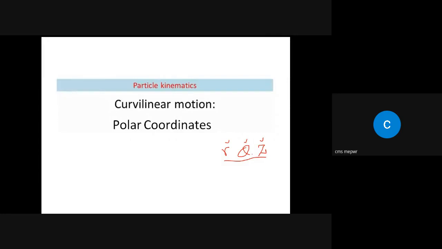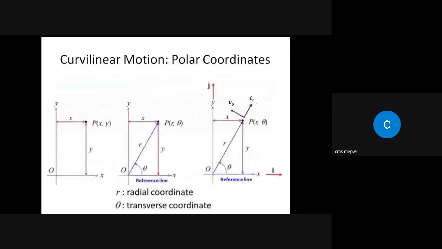Okay. So now let's compare the polar coordinate system with the Cartesian coordinate system. Imagine we have a particle at any location P. We want to define its position by using the Cartesian coordinate system. So what do we need? We need just two variables. If it is a 2D system, we need x and y.